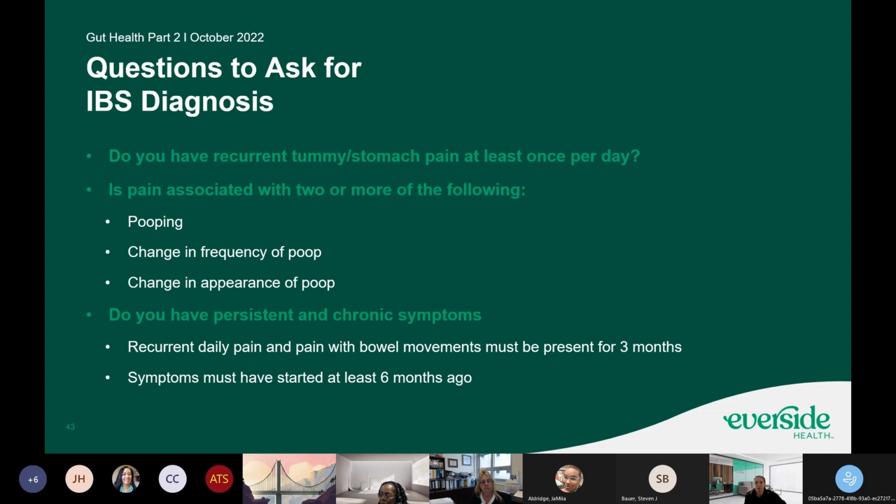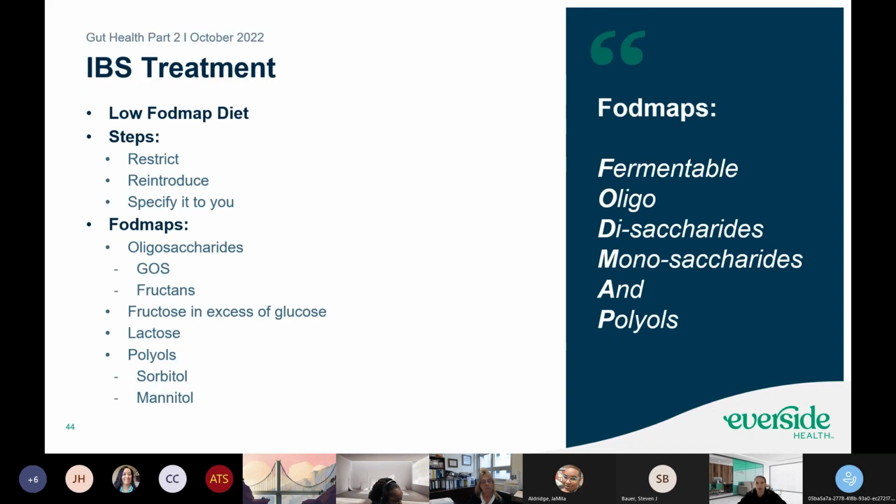Do you have recurrent stomach problems or stomach pain at least once per day? Is that pain associated with two or more of the following: pooping, change in frequency of your poop, or a change in appearance of your poop? Do you have persistent and chronic symptoms? Are you having recurrent daily pain and pain with bowel movements for at least 3 months? Have your symptoms started at least 6 months ago? This makes it more likely that what you're having is an issue with IBS. No guarantee, but more likely.